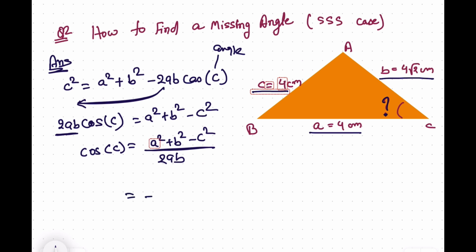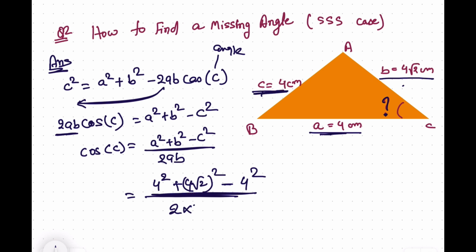Let's put in all these values. a squared, a is 4, so it will be 4 squared plus, what is b? 4 root 2, so put in 4 root 2 whole squared, minus c. c is given as 4, so it is 4 squared. Divided by 2 times a, which is 4, times b, which is 4 root 2. Correct? This is cos C. I just took an example with a special angle. Later on we can do some complicated questions as well.